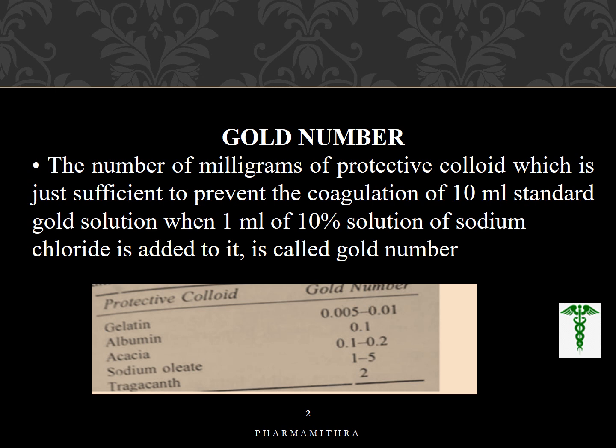Whatever term is there, you are supposed to write the proper definition according to some standard textbook like Martin, or you can use C.V. Subramaniam. If any option is there to include one diagram or example, it is better to improve your marks. For the gold number, you can give an example: for gelatin, the gold number is from 0.005 to 0.01, for albumin it is 0.1, and for acacia it is 0.1 to 0.2. Whichever is convenient to you, you can add one example.